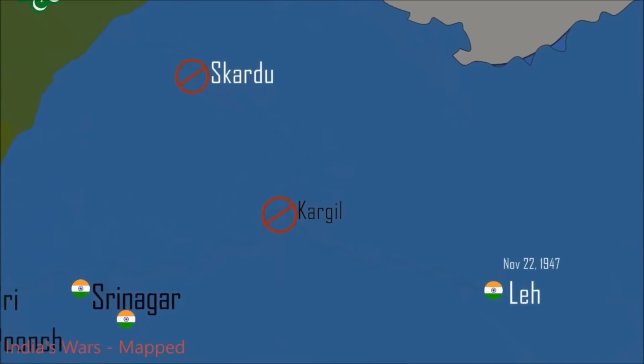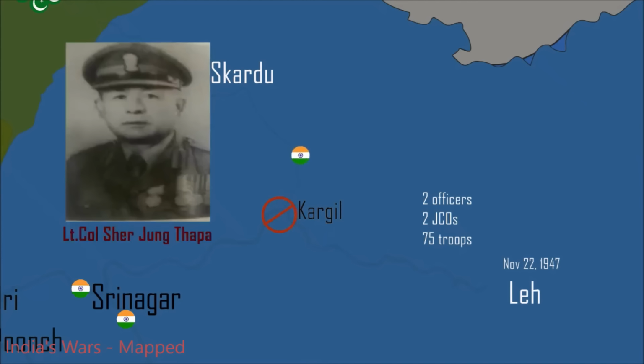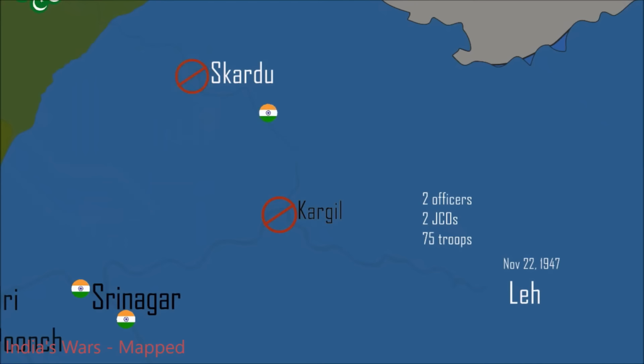On November 22, 1947, 2 officers, 2 JCOs and 75 troops left Leh with the objective of defending Skardu from the invaders. This force was commanded by Lieutenant Colonel Sher Jung Thapa. The troops reached Skardu on December 3, 1947, before the enemy could launch any attacks on that town.